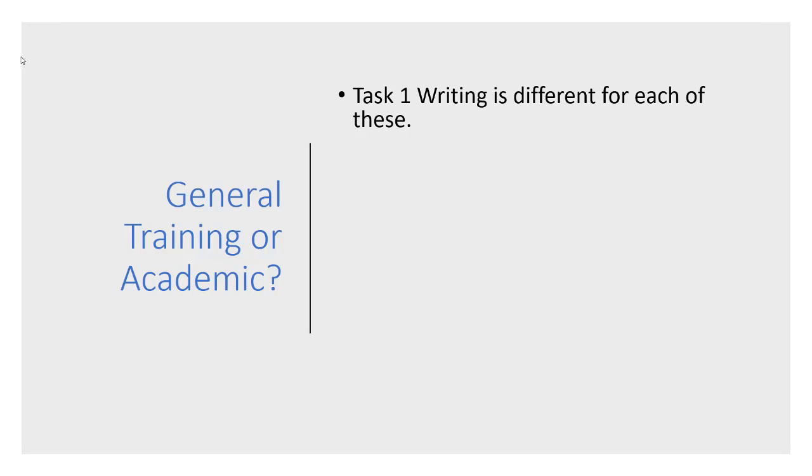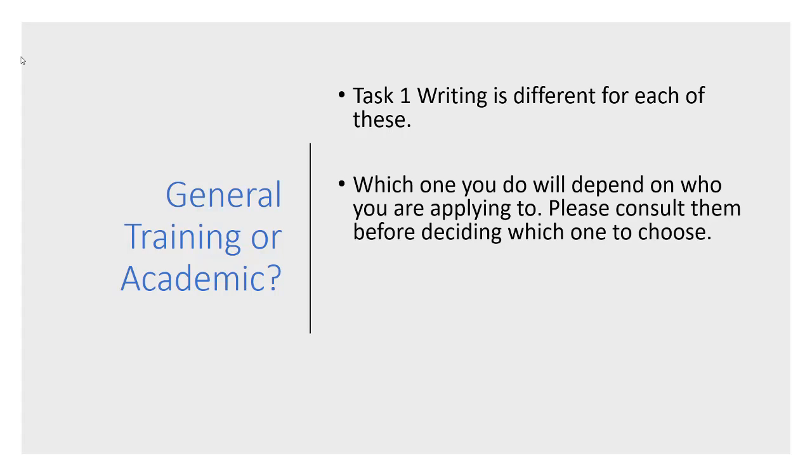So Task 1 writing is different for each of these. Which one you do will depend on who you are applying to. Please consult them, whoever you are applying to. For example, if you're a doctor, you're probably going to be doing academic, but you'll be applying to something like the GMC in the UK or the Australian equivalent. If you're a student, you're applying to a certain university. If you're just applying to immigrate to a country, check with them which one you have to do. Do you have to do general training or academic? I can't answer that question for you. You have to find that out yourself.